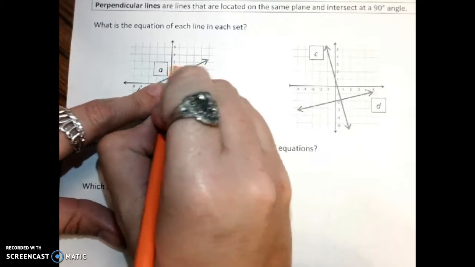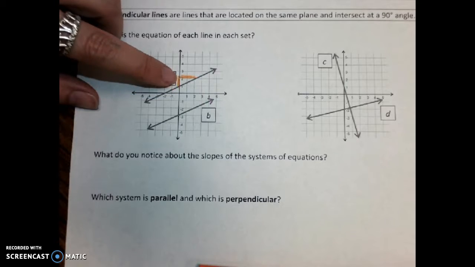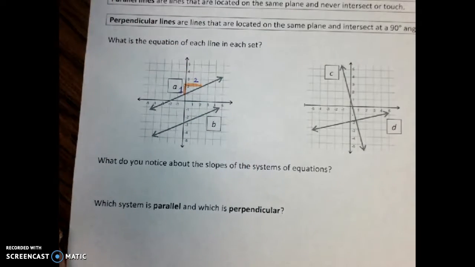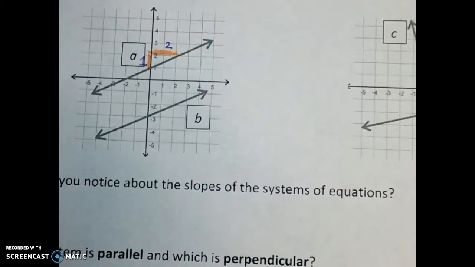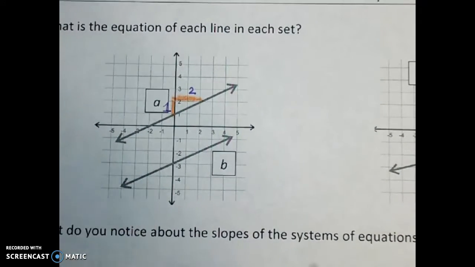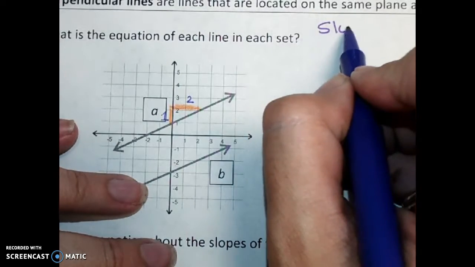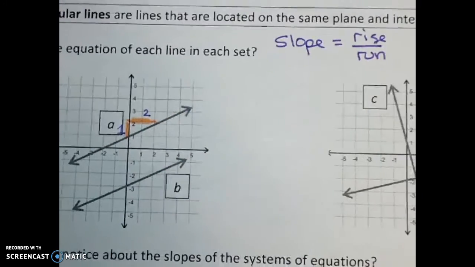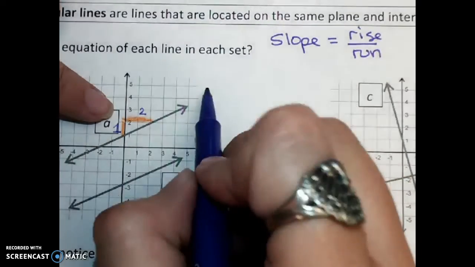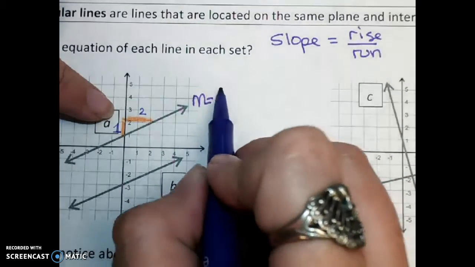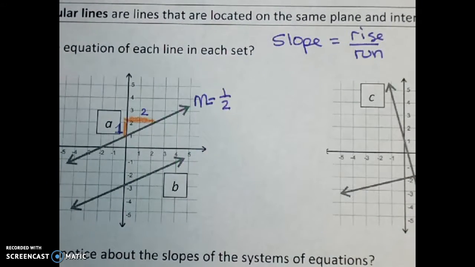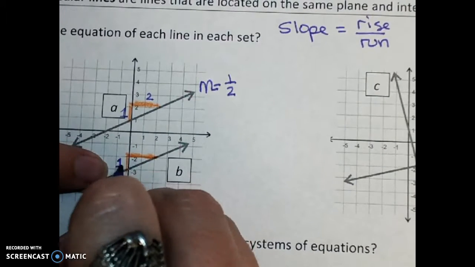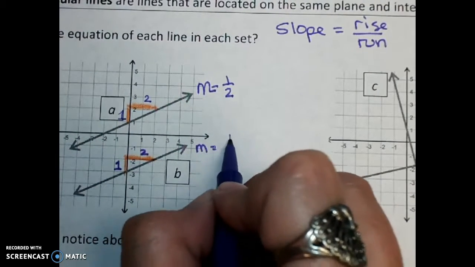Well, slope has to do with this. I need to do rise and run. On here, the rise is 1 unit and a run of 2. So slope is rise over run. So on this one, I have a rise of 1, and M stands for slope, rise of 1, run of 2. This one, I have a rise of 1, run of 2. So this one also has a slope of 1 over 2.